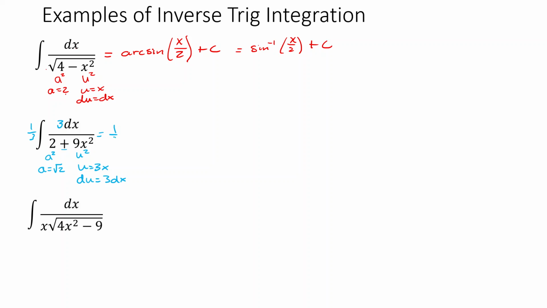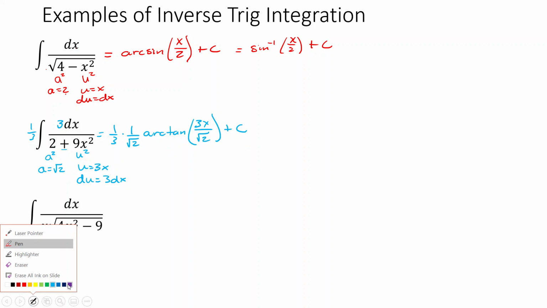So we get 1/3, and then with the arctan there was a 1 over a, so 1 over the square root of 2, arctan of u, which is 3x, over a, which is the square root of 2, plus c. And there we go. If we want to combine this out front and say 1 over 3 root 2, that's fine. We can do that.